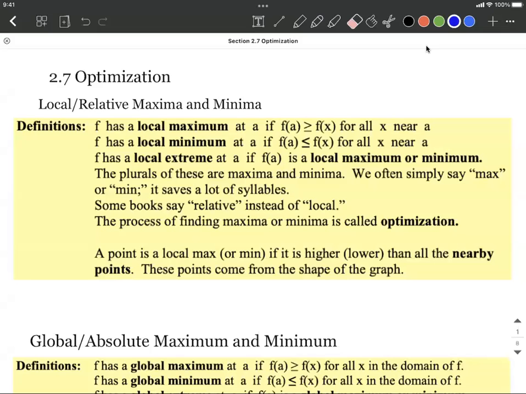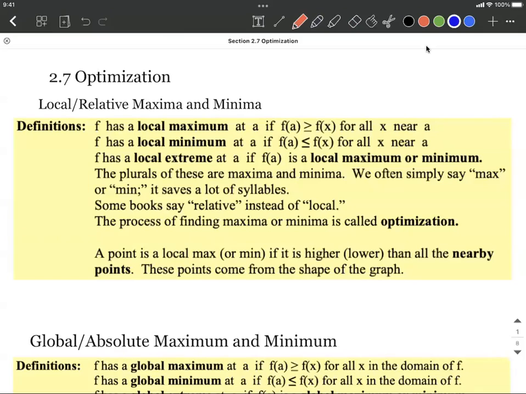Okay, optimization in 2.7. What we're talking about in this section is going to be about finding maximums and minimums. We kind of have two different types of these. We can call one type local or relative. Different books use different terminology on this, but this doesn't have to be the very highest or the very lowest point on the entire graph. So we say f has a local maximum at some number a if f of a is greater than or equal to f of x for all those x's that are anywhere near a. Or vice versa if we're thinking about minimums.